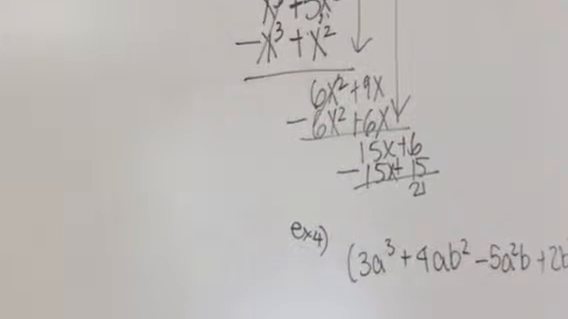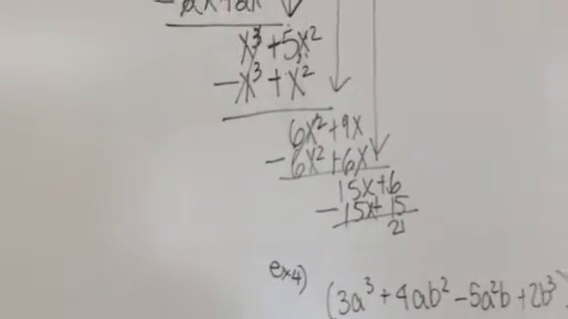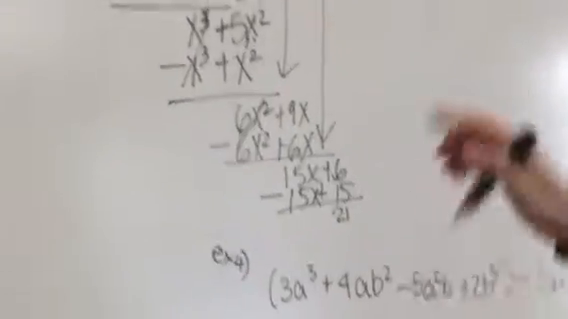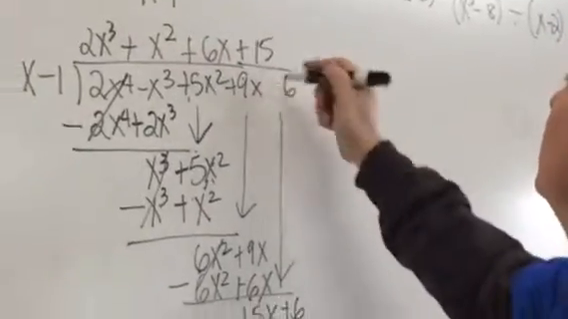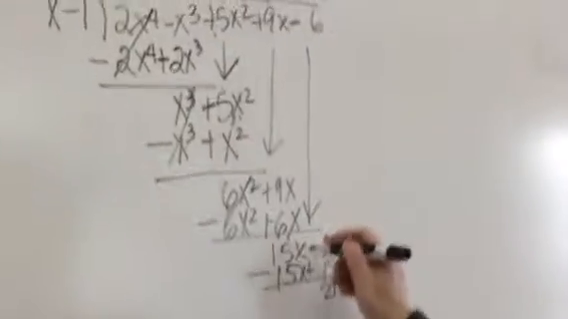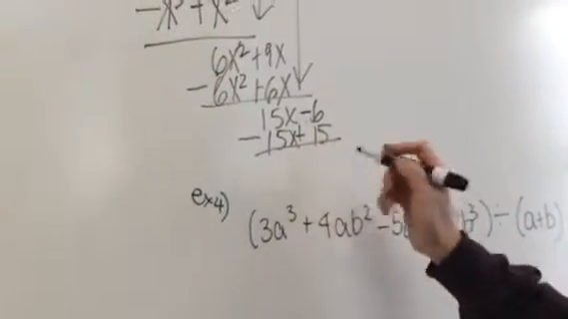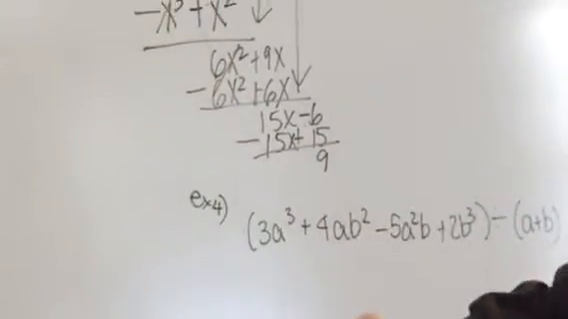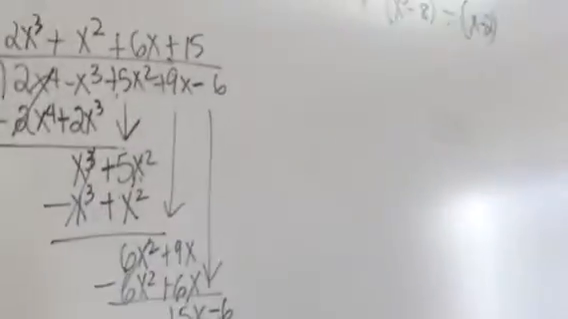Wait, my sign's wrong. Something's wrong with my sign. That was a minus 6. Ugh, how did I mess this up so bad? Oh my gosh. So if that's a minus 6, when I multiply by a positive 15, it's going to be a positive 9 as a remainder. Sorry, I just totally messed that whole problem up because I wrote it wrong.